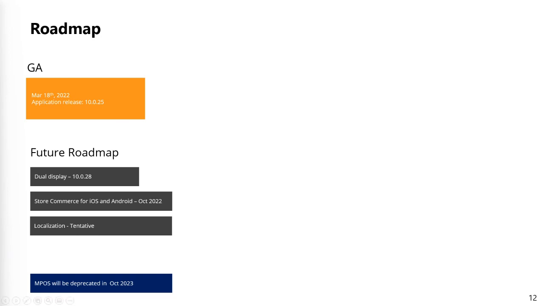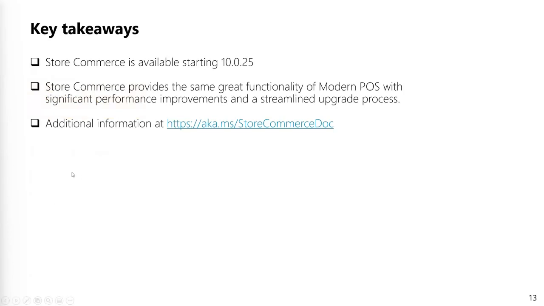Okay, that's the high level on the roadmap. The last slide is the key takeaway. The app is available starting 10/25. So take it and try it out, and please share any feedback with us. If you have any questions on the deployment or any issues related to the Store Commerce app, you can reach out to us. We'll definitely be happy to help and engage with you to resolve any issues. Again, from a functionality standpoint, the Store Commerce app is the same as the existing Modern Point of Sale and Cloud Point of Sale, but with much greater performance and improvements.